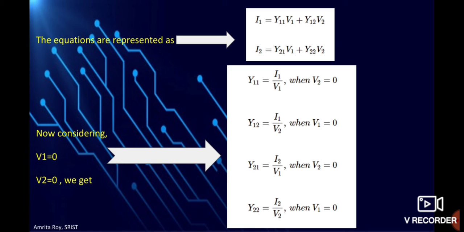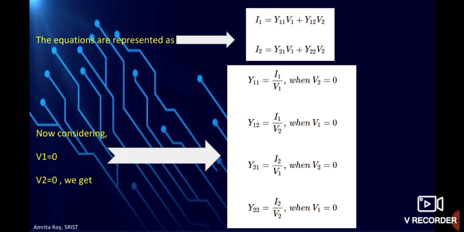So now the equations. If we form the equations, we will get two equations like the previous case. Now here the dependent variable is current. So the first equation we can write as I1 equals Y11 into V1 plus Y12 into V2, and the second equation can be written as I2 equals Y21 into V1 plus Y22 into V2.